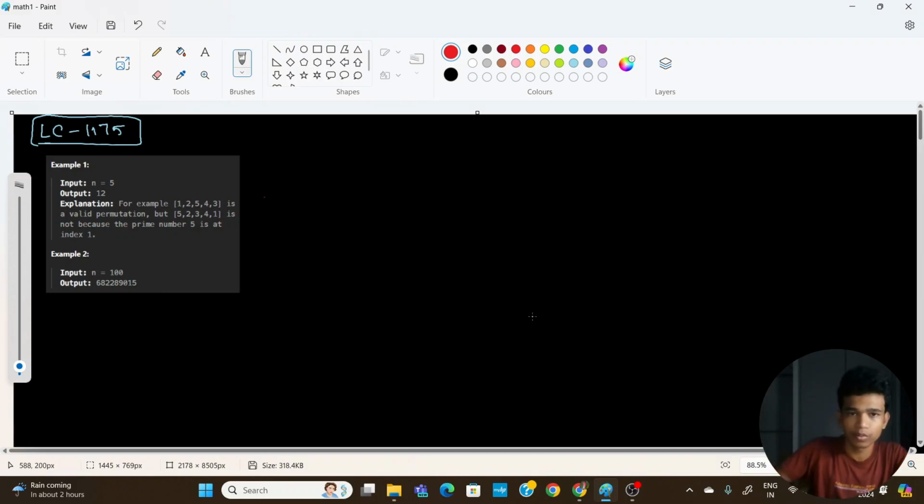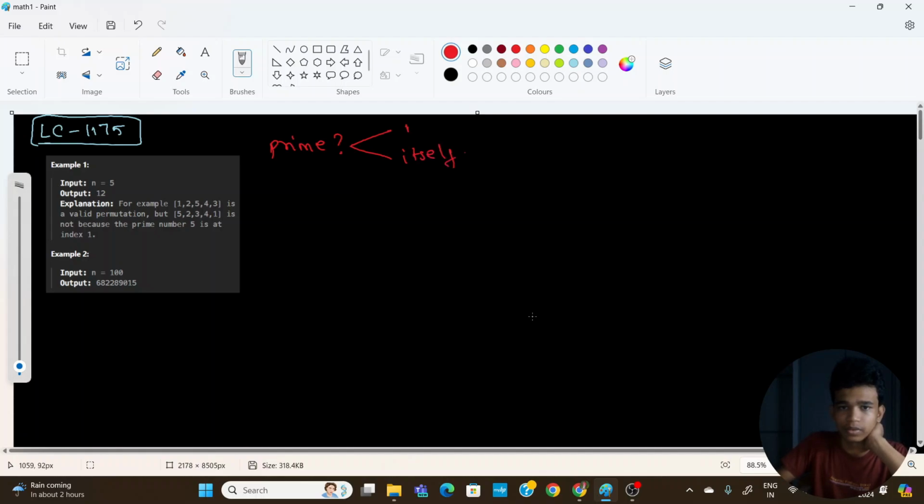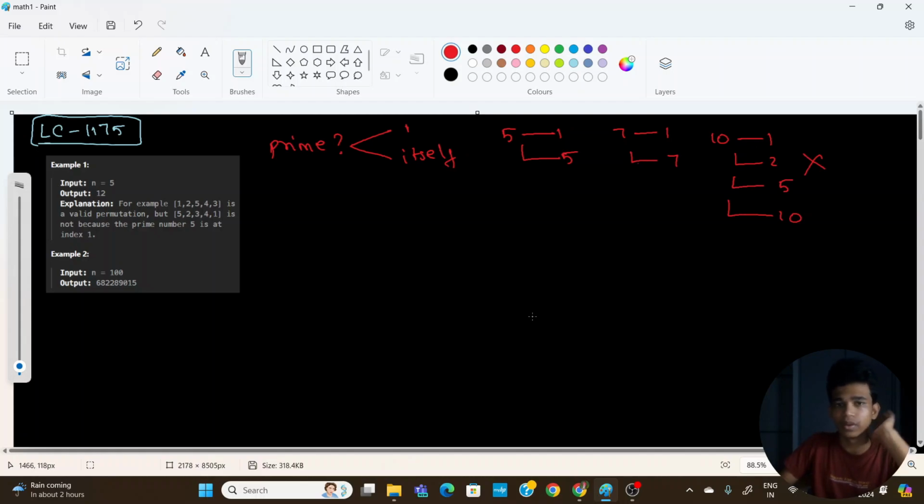See here, what is a prime number at first? A prime number has only two factors. What are they? One is 1 and the other is the number itself. So it is called a prime number. Let us take 5 as an example. 5 has one factor and another factor is 5. Similarly, 7 also has 1 and 7. Let us take 10. It has 1, 2, 5 and 10. So it is not a prime. This is how we will find whether a number is prime or not.